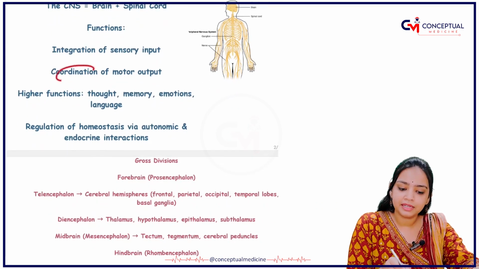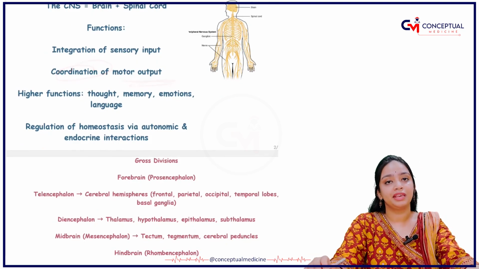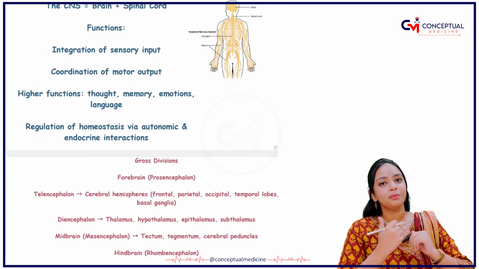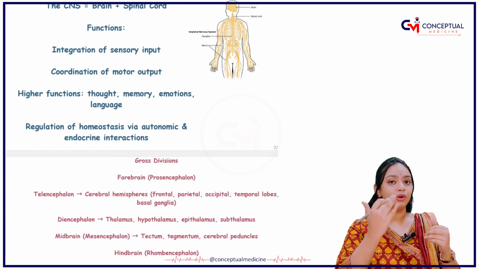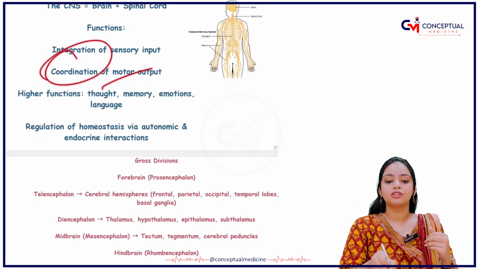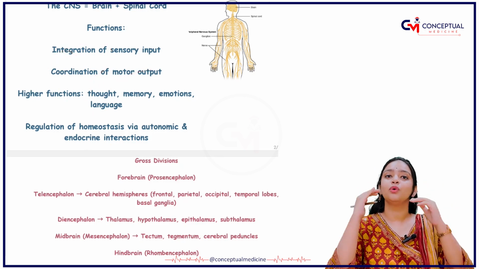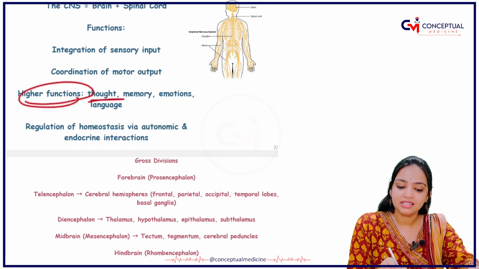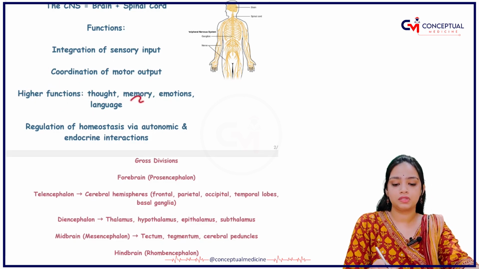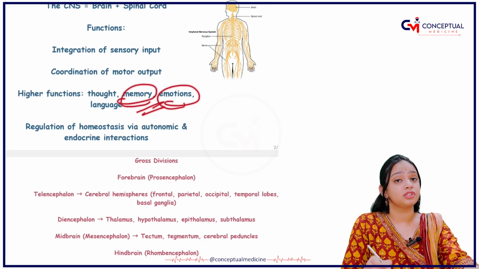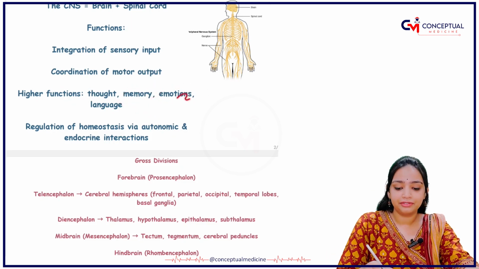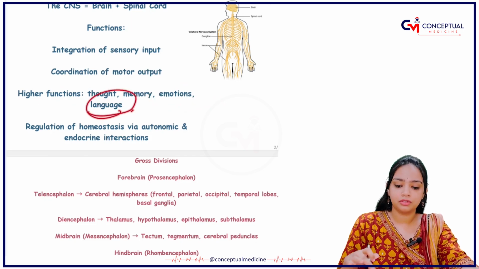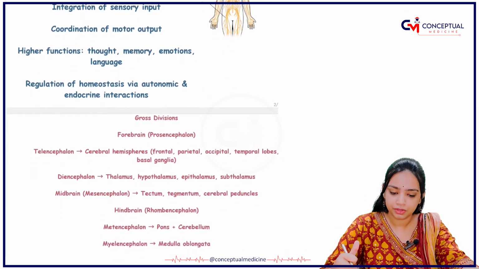Next, they are basically responsible for the coordination. Your brain is responsible for the coordination. Just like your mother is responsible for coordinating the whole house, your brain. So your mother is your brain. Okay, so don't eat her brain. What higher functions does it have? It has the higher functions of thoughts and memory, right? Just like some memories are very difficult to forget. Then you have all the emotions and the language that are regulated by your central nervous system.